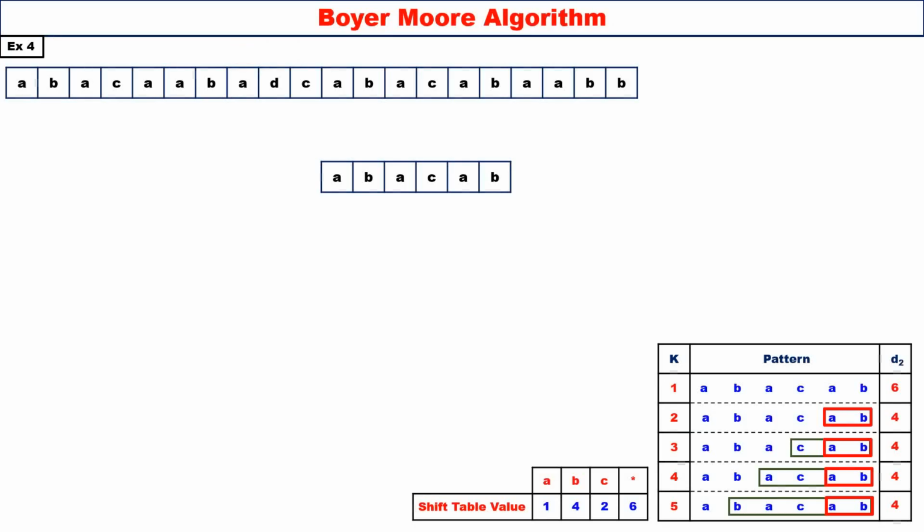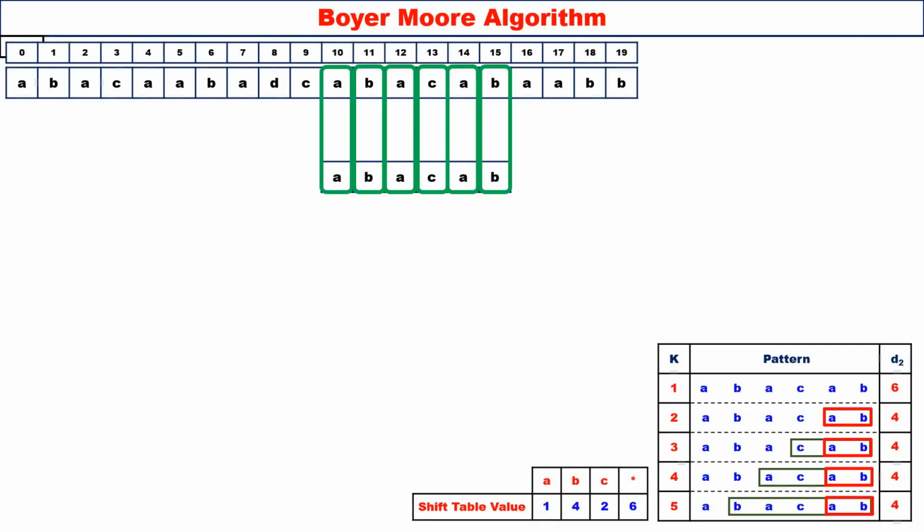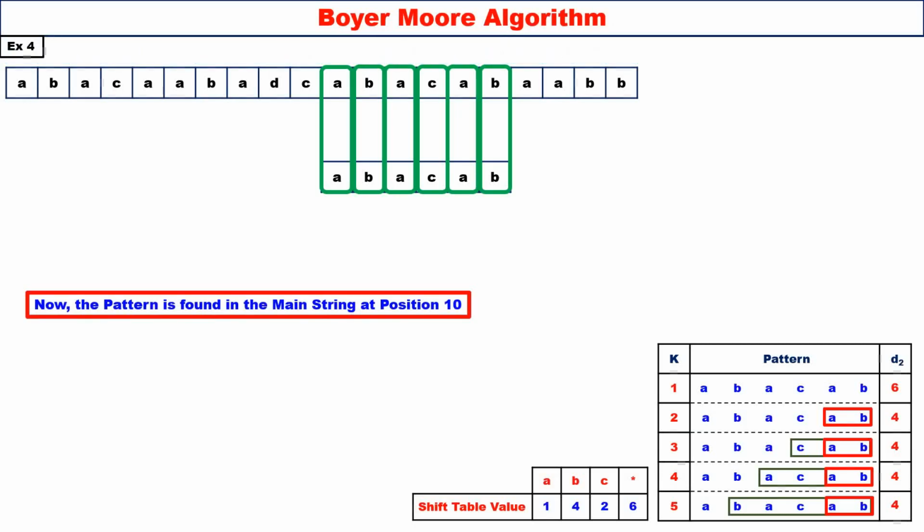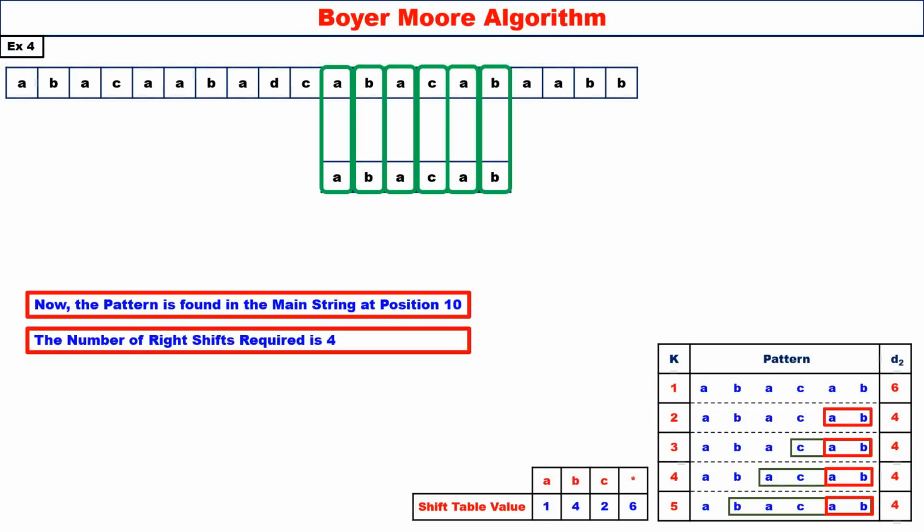Now B and B matching, A and A matching, C and C matching, A and A matching, B and B matching, again A and A matching, meaning we have found the pattern in the main string. At what position? At position 10. How many shifts did we have? We required 4 right shifts. I think example number 4 is also quite simple.